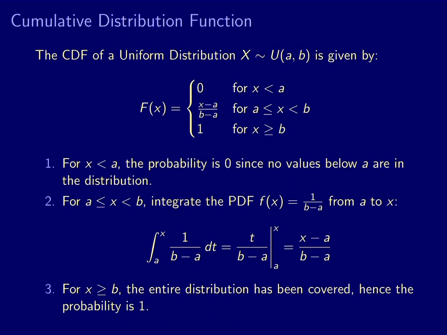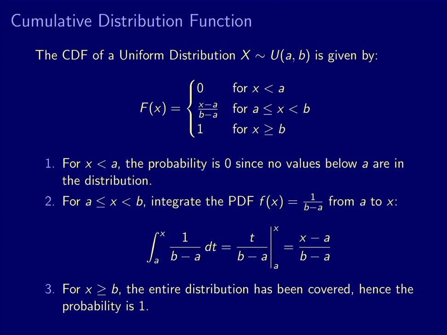I'm not going to read these exactly. But for x less than a, right, when I say no values below a are in the distribution, I mean that when x is less than a, all of those values below x, right, they're also less than a. So by our PDF, we know they have likelihood 0 of happening. So of course, our CDF has to be equal to 0 there.